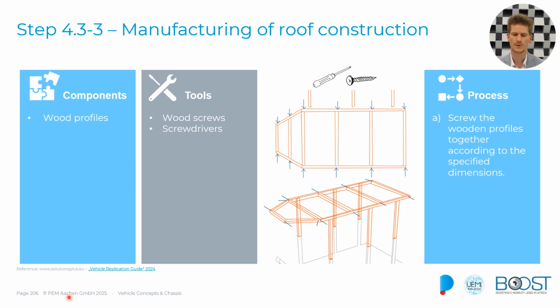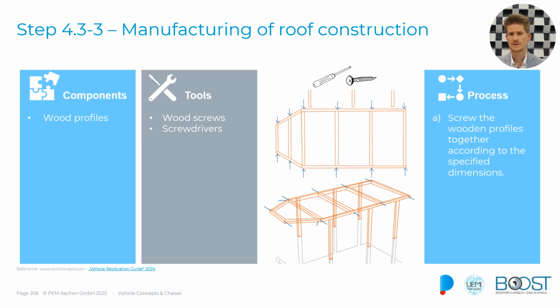So we have our wood profiles available. We will need some wood screws and screwdrivers, and we will then screw the wooden profiles together according to the dimensions we have set earlier. And as you can see, we end up with something that looks very, very close to the base frame. It's identical to it, actually, and will be the top of the roof then.